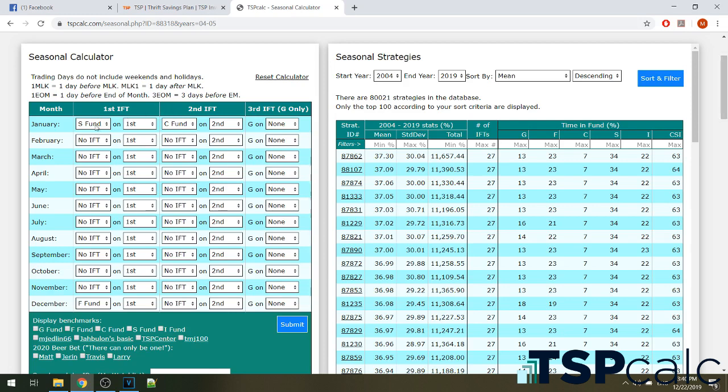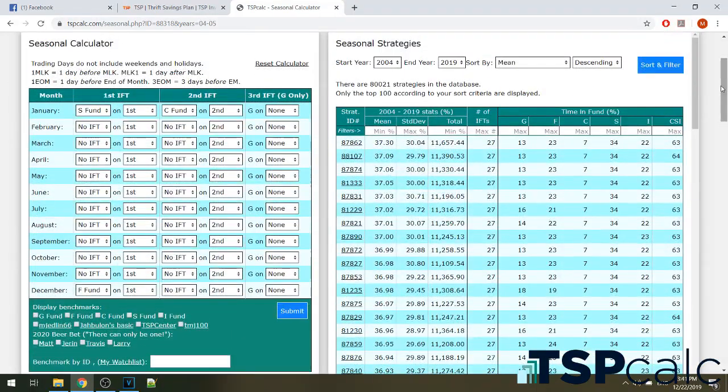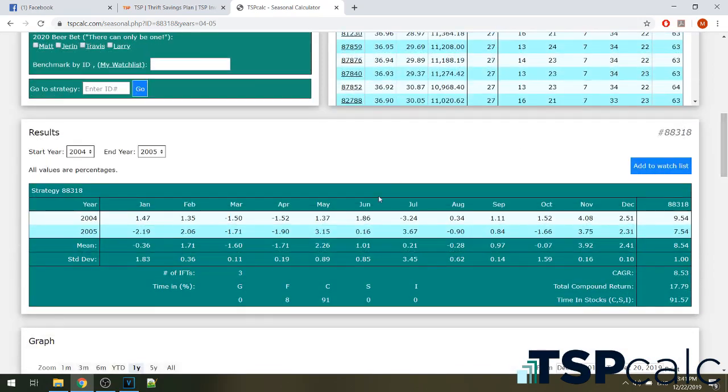So if we had done these trades, S fund on the first trading day, C fund on the second trading day, back in 2004, we would have returned 1.47% in January. Okay, and the same goes for February through December. In this strategy, we didn't make any trades, so February through November is just going to be buy and hold C fund, because C fund was the last trade we made. So we're in C fund come February, and we're in C fund all the way through until December. What we're looking at in these months, February through November, is actually just C fund buy and hold in this unique strategy. Okay, so that's how that works.